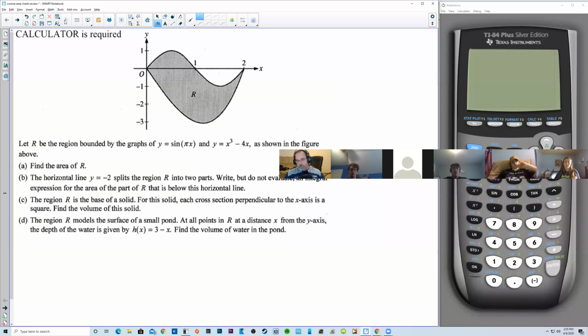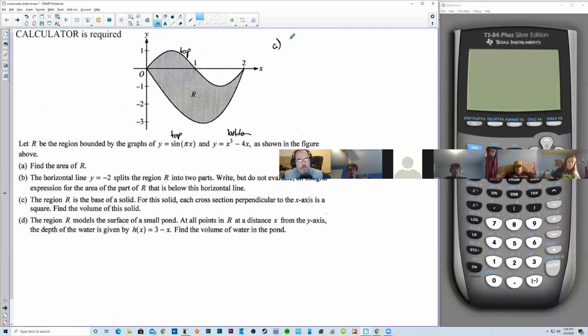All right, so one of the topics that might be on the quiz today is area and volume. So here we have a couple of curves. Let R be the region bounded by the graphs of y equals sine of pi x and y equals x to the third minus 4x as shown in the figure above. So the sine pi x, that's the top function, up here on top. And the x to the third minus 4x, that's the bottom function. So there's the bottom. A, find the area of R.